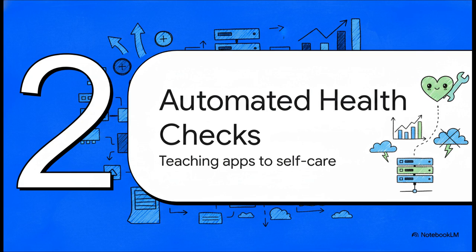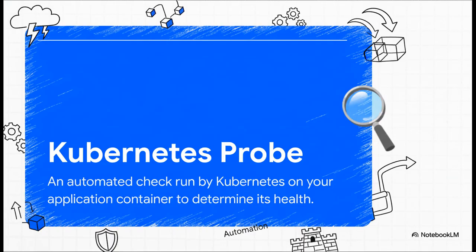The real solution isn't about getting faster at fixing things. It's about building an application that knows when it's sick in the first place. And that brings us right to our second section, automated health checks. The main tool we're going to use for this in Kubernetes is something called a probe. Seriously, just think of it like a tiny little doctor that Kubernetes assigns to every single part of your application. Its entire job, 24/7, is to constantly ask, hey, you doing okay over there? And then jump into action if the answer is no.